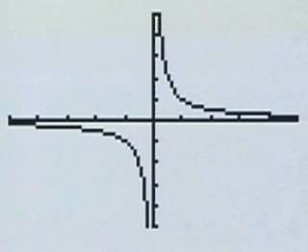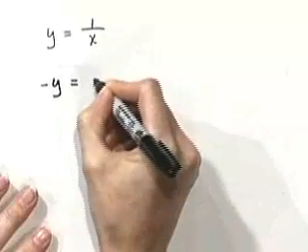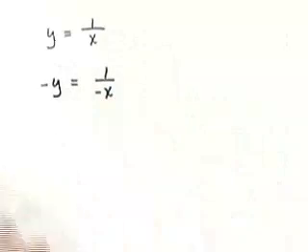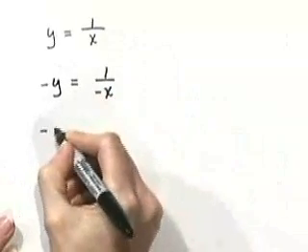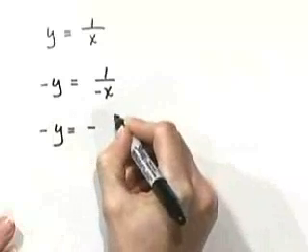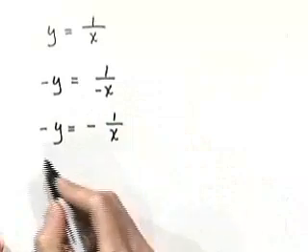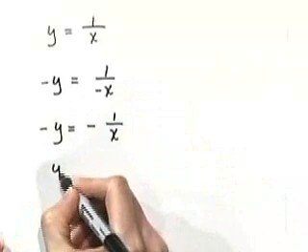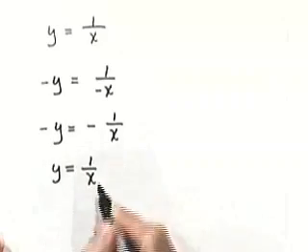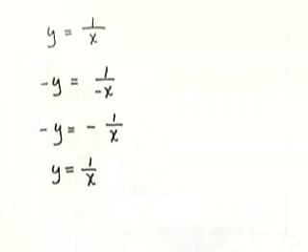If the graph is symmetric with respect to the origin, then we should be able to replace x with the opposite of x and y with the opposite of y and have an equivalent equation. So if we were to do that, we would have the opposite of y equals -1 over x. And if we were to multiply each side by -1, or divide each side by -1, whichever you prefer, we would have y equals 1 over x. And that's identical to the original equation.